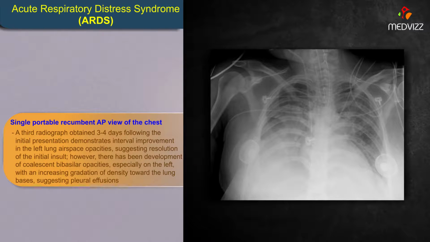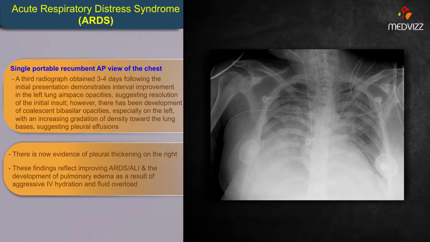As time progresses, the single X-ray, which is recumbent and AP view, shows, about 3 to 4 days after the initial presentation, interval improvement in the left lung airspace opacities, but there is a suggestion that there is resolution of the initial insult. However, there has been development of coalescent bibasilar opacities, especially on the left, with an increasing gradation of the density towards the lung bases, suggesting pleural effusions, which can be seen with the white arrows. There is now evidence of pleural thickening on the right.